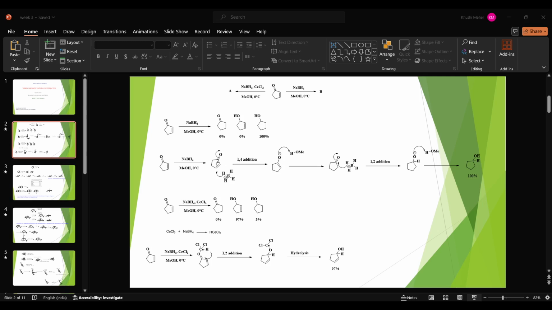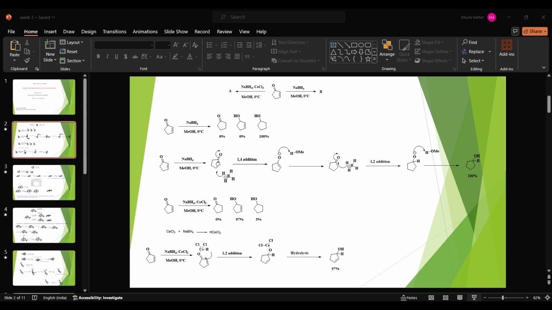After the addition, will we get the keto product, or will further reduction happen? You don't think further reduction will happen? Yeah, in that case we get the OH. That is the most important thing. Okay, I'll show the mechanism.